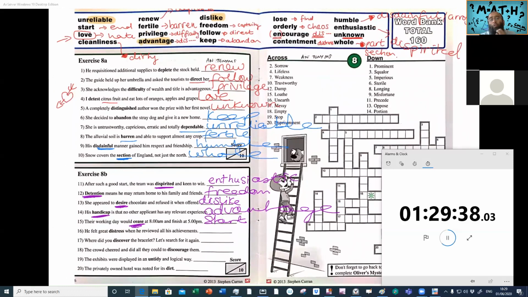Now let's move on to Madam Iman, please, quickly. Your turn. Felt great distress when he arrived all his achievements. So what's the word distress here? He felt great distress. Distress is when you feel pain and difficulty, and you feel sad. So what's the opposite of feeling sad? To feel happy. So which word means happy? Contentment. When you're content, you are happy.